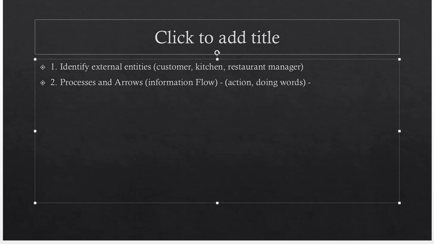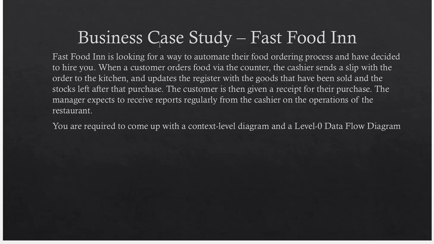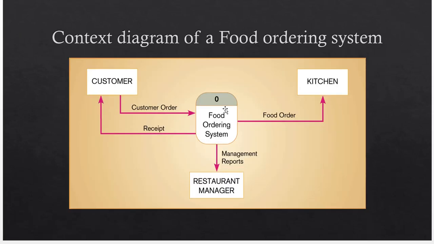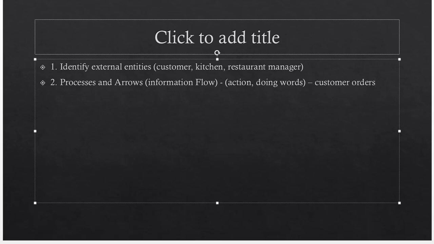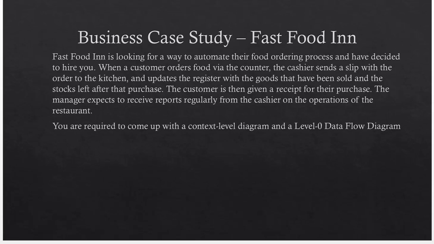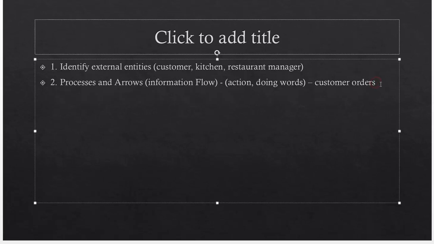So in this case, the actions being taken: a customer orders food, right? So customer orders food is actually an action being taken. So it could either be a process or an arrow. Then another one would be: the cashier sends a slip with the order to the kitchen. So cashier sends slip to kitchen. Cashier to kitchen. That's another action.